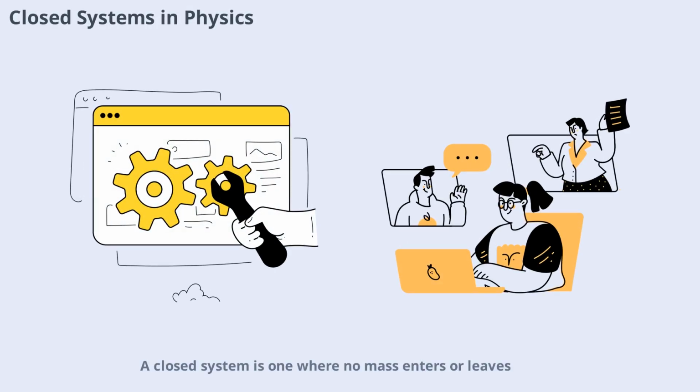A closed system is one where no mass enters or leaves, and no external forces interfere. In real life, perfectly closed systems are rare, but many situations can be approximated as closed for practical purposes. For example, two ice skaters pushing off each other on a frictionless rink can be considered a nearly closed system. This allows us to apply the law of conservation of momentum and make accurate predictions about their motion.